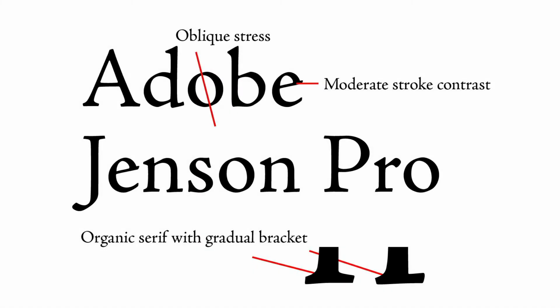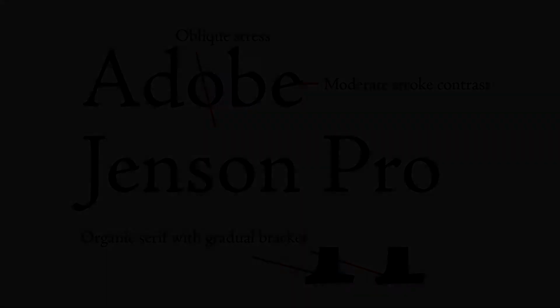First, let's talk about humanist serif. Humanist serif characters were first created with a broad nib pen, so the weight of each stroke is dictated by hand pressure and writing direction. The earliest Roman typefaces that appeared after handwriting are also classified as humanist serif typefaces. Usually they have a very strong connection to calligraphy. They have oblique stress, moderate stroke contrast, and organic serifs with gradual brackets.